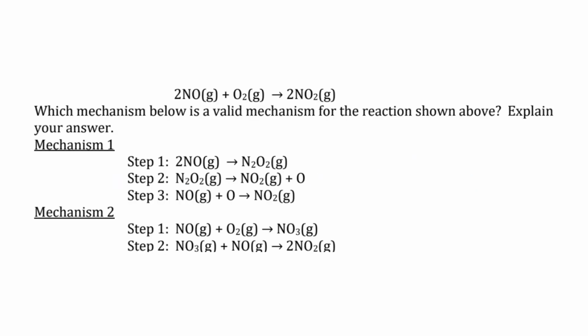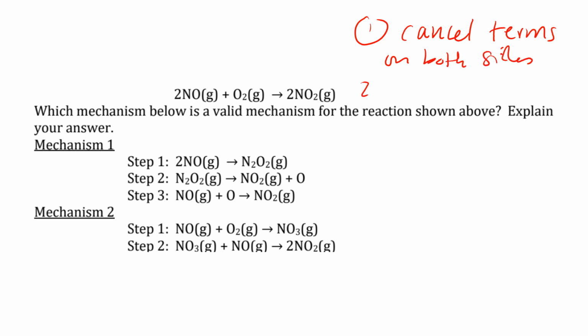This gives you a mechanism. Which of the following mechanisms is the valid one for the reaction shown, and you have to explain your answer. So we have two possible mechanisms. We had to figure out which one is the correct one or the valid one. So our first step is to cancel terms on both sides and then gather like terms.